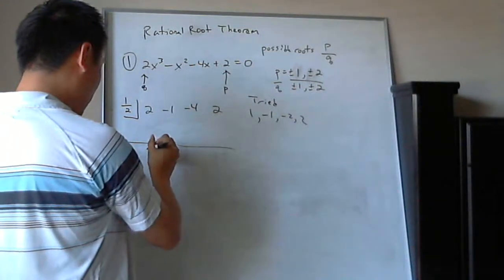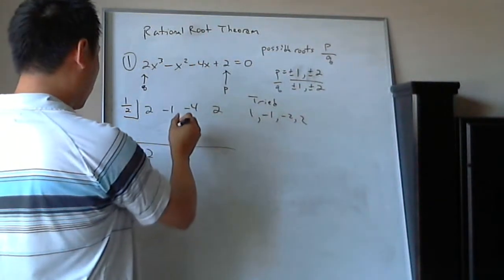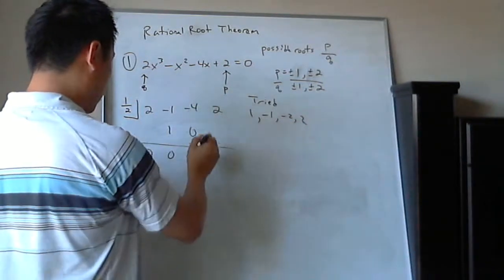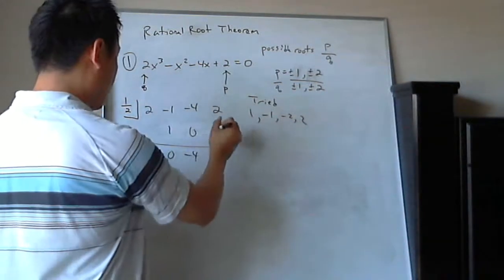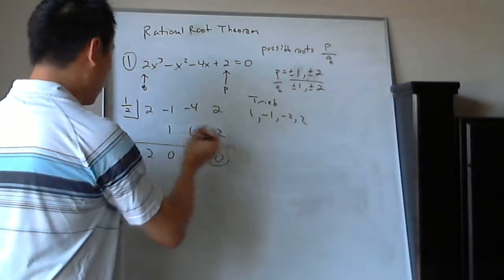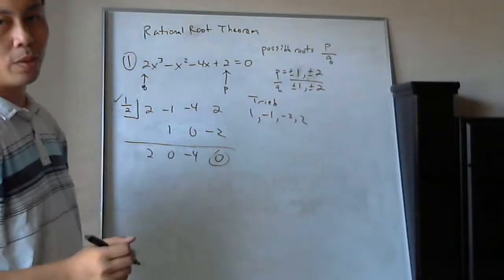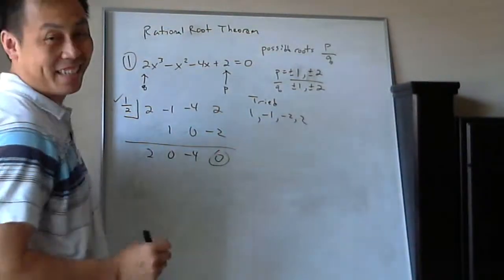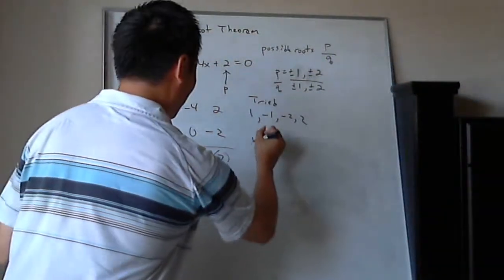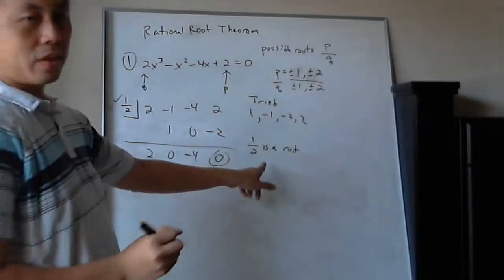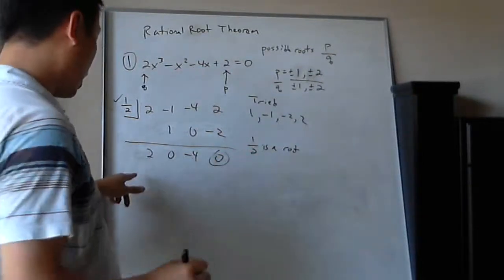1/2. Okay, so 2 divided by is 2. 1/2 will be, let's see, 1, negative 1, 0, that's 0, negative 4, negative 2. Oh, there we go. So the remainder is 0. That means 1/2 is one of the roots. Unfortunately, it's 1/2. So now we know one of the roots is 1/2.